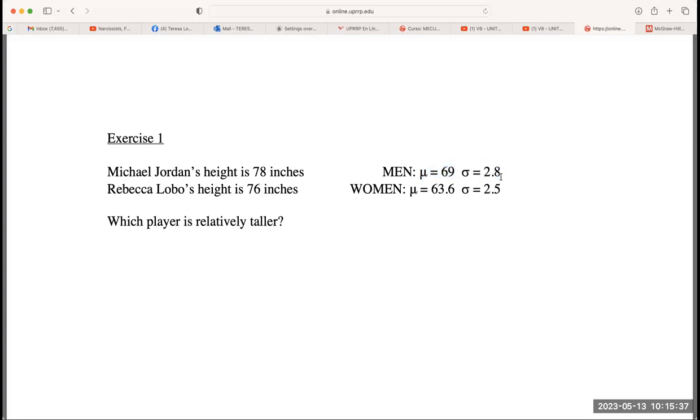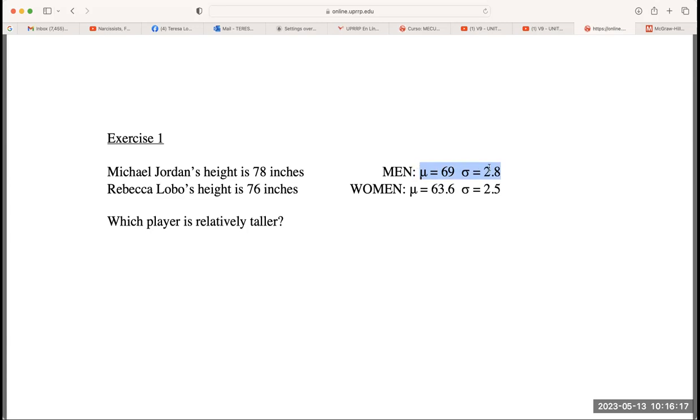So a lot of data have been taken over a period of time, and it indicates that on average, men are 69 inches tall with a standard deviation of 2.8. And the fact that I use these Greek letters implies that I think that is representative of all men. Also, I'm assuming that height is normally distributed or at least symmetrically distributed.